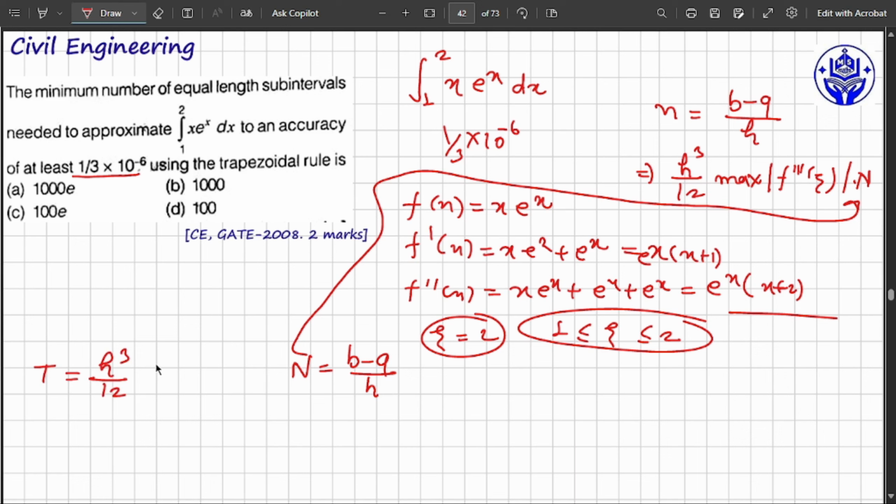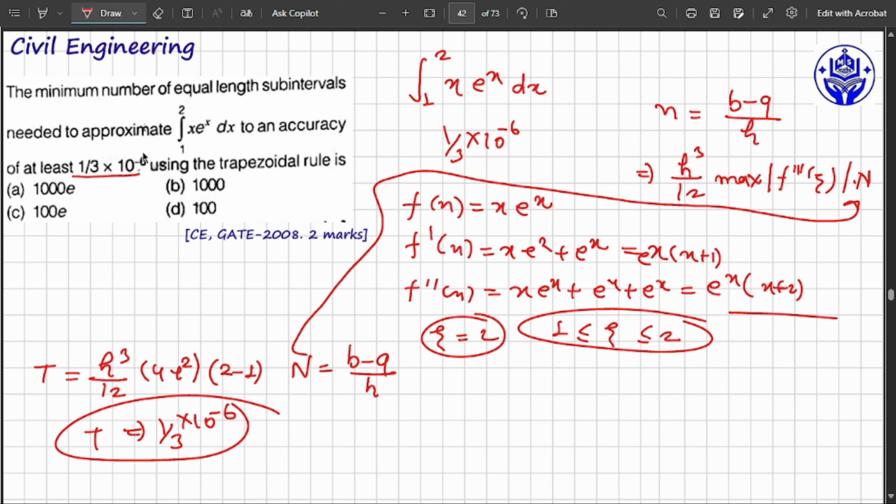That is the function's maximum value, 4e to the power 2, and this is b minus a, 2 by 1, or 2 minus 1. So after calculating all these values, it will be 1 by 3 into 10 to the power 6, where h is what? Now putting this value. So this is the given data.